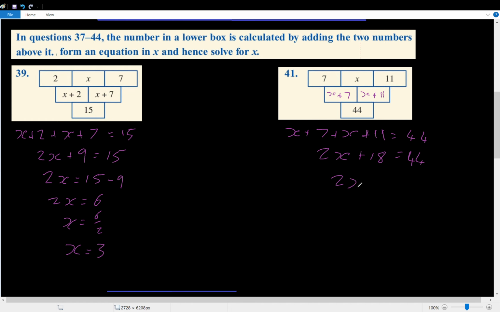So we get 2x equals 44 minus 18. And then the next line down, we're going to have 2x is equal to 26, because that's what 44 minus 18 is. And then we're going to bring our multiply by 2 over, and it's going to become a divide by 2. So we get x equals 26 divided by 2. So x in this case is equal to 13, like that. And that is that.